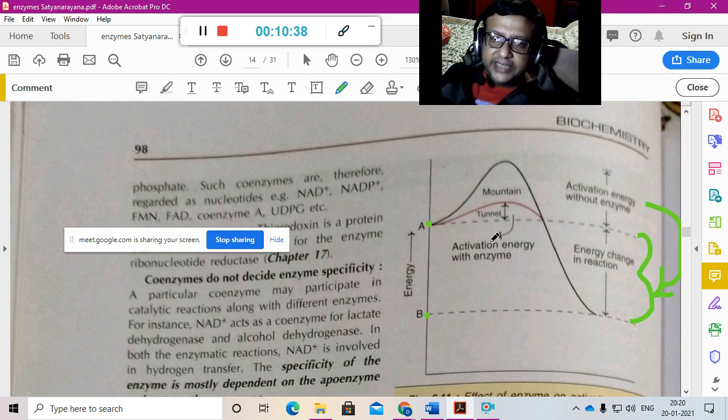So what does an enzyme do? It reduces this activation energy. This is the function of an enzyme. An enzyme doesn't do anything else. It only reduces the activation energy needed. That's all.